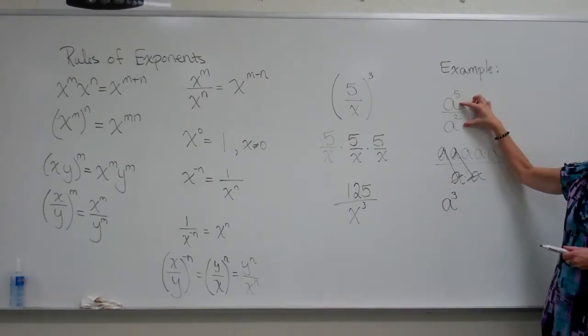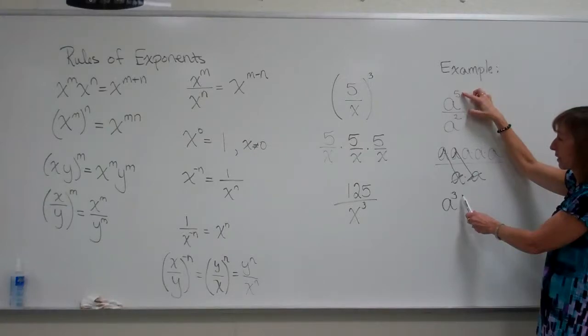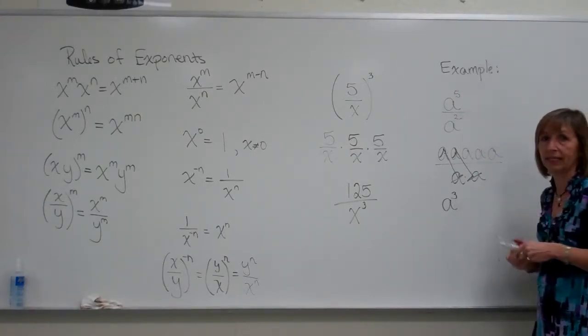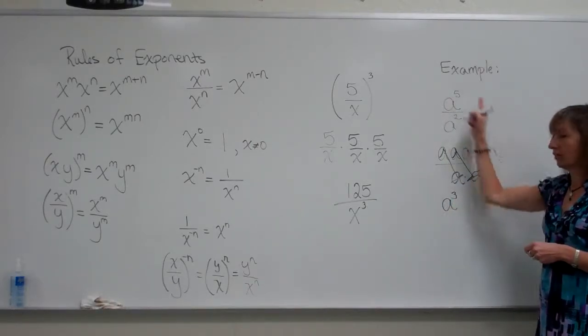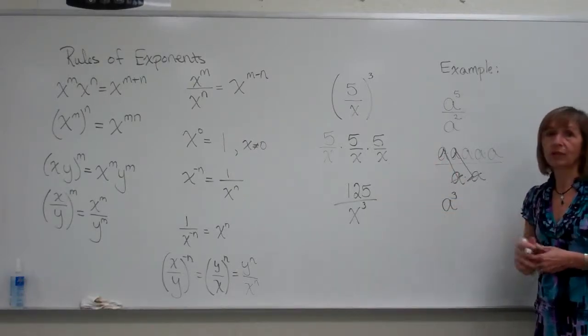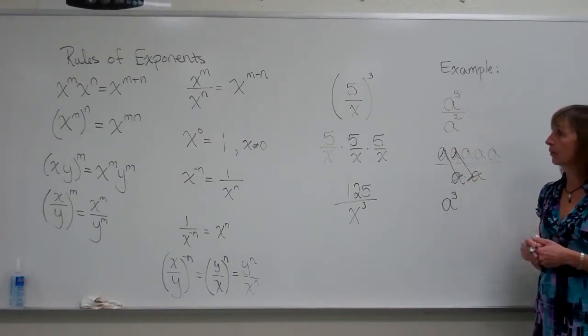So when we have a quotient, a division of exponential expressions that have the same base, we keep the base and we subtract the exponents. 5 subtract 2 gives me an exponent of 3 in my simplification. Now that in general is our rule, but it also extends to a lot of the other rules that we have at the end of this list because of what happens when we work with quotients.